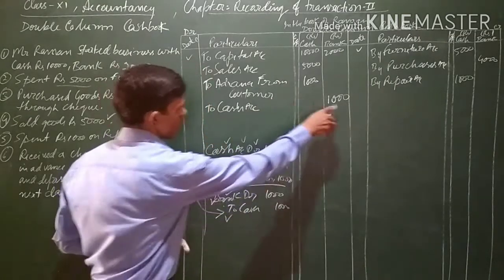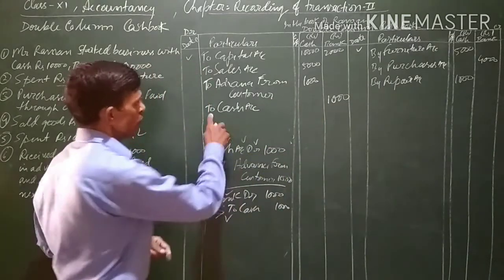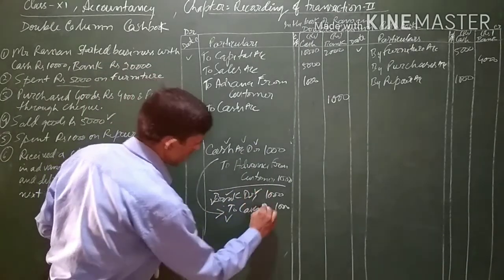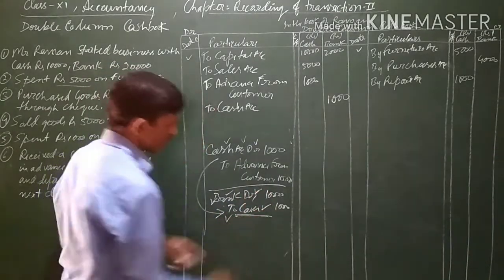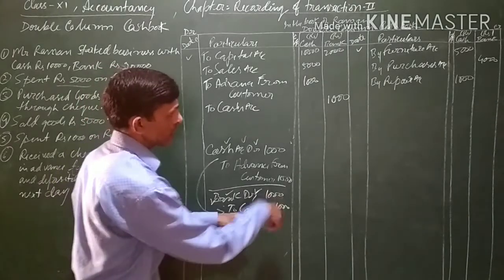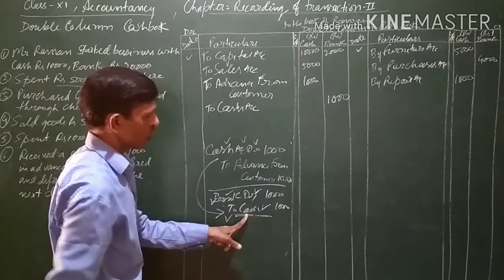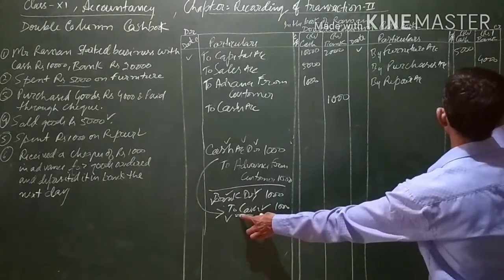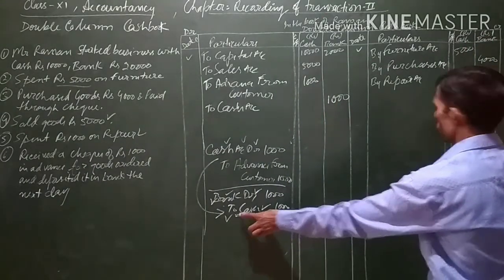In front of the cash account we will be writing 1000, and we will be writing the bank account. Now here the bank account is debited but cash is being credited also. Since cash is being credited, on the credit side also we will be writing in the cash column. This is the cash column and this is the credit side.